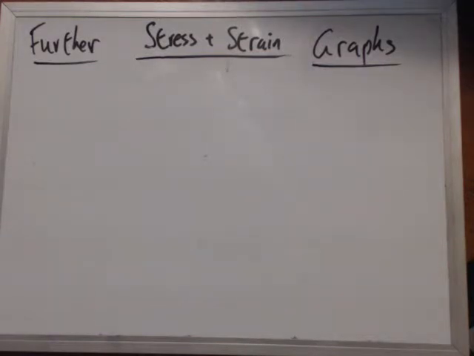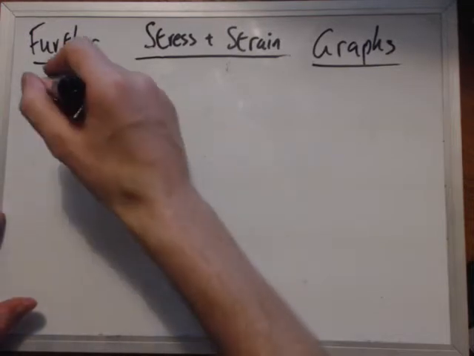Hello, in this video we'll be looking at further stress-strain graphs. Now in my previous video we looked at the stress-strain graph for ductile material. I chose steel as an example. That is a poor example because copper would have been a far better example because steel can be hardened.